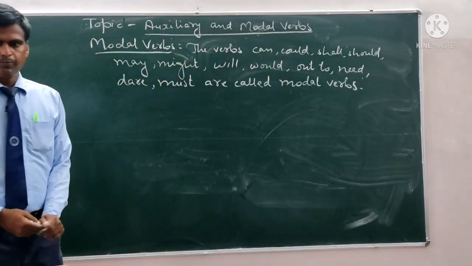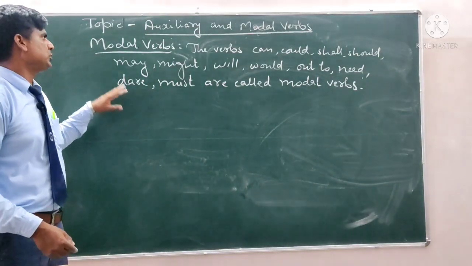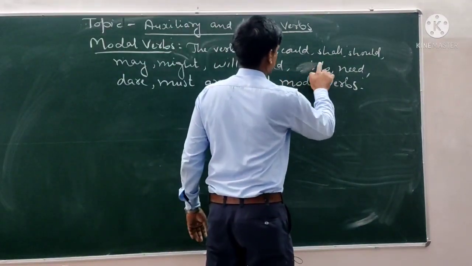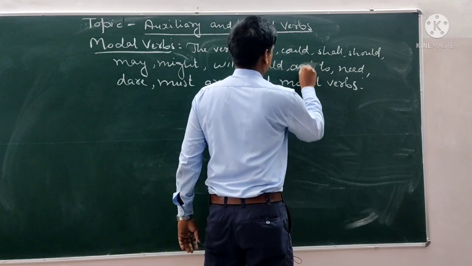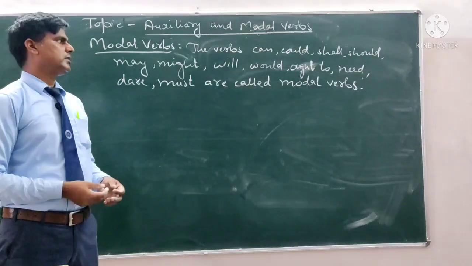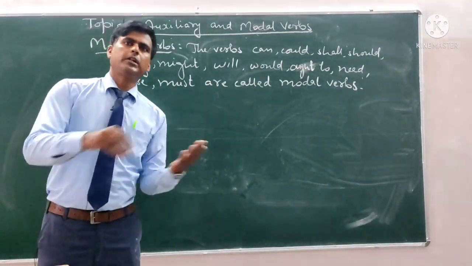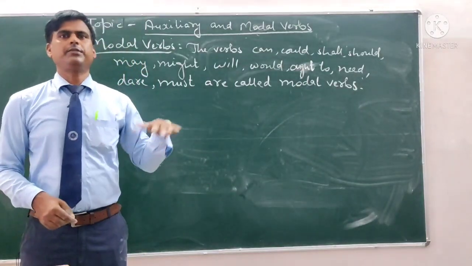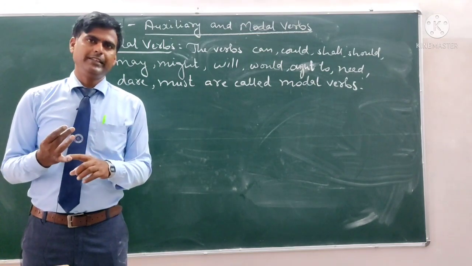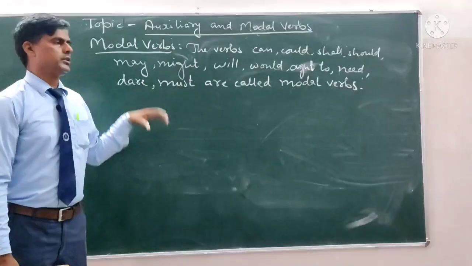So the verbs can, could, shall, should, may, might, will, would, ought to, need, dare, must are called modal verbs. They are called modal verbs, modals or modal auxiliaries. There are different names of these verbs. You can say modal verbs, you can say modal auxiliaries, or you can say simply modals.